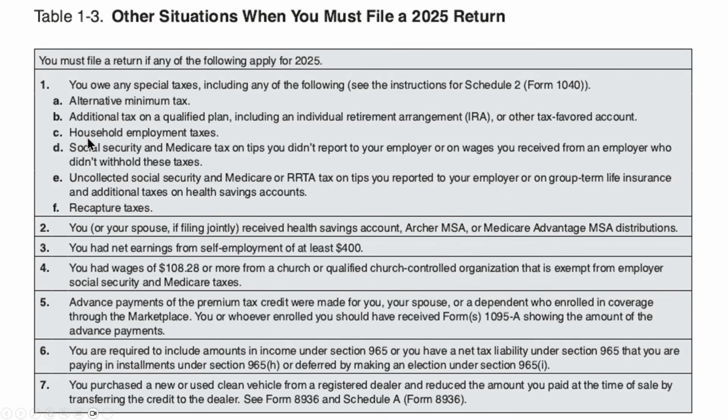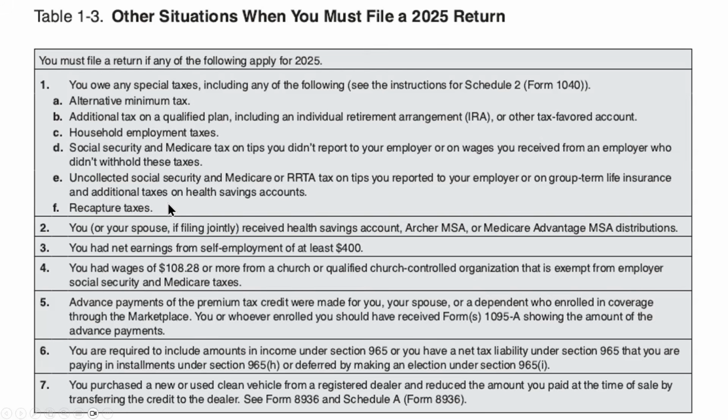If you owe household employment taxes, you will need to file a return. If you owe Social Security and Medicare tax on tips that you did not report to your employer, or on wages that you received from an employer who did not withhold those taxes, both of those are going to be a rare circumstance. But if you have that circumstance, you need to file a 1040. Another rare circumstance is if there is any uncollected Social Security and Medicare tax on tips that you reported to your employer, or on group term life insurance, and additional taxes on health savings accounts. If you have any of those, you have to file a return.